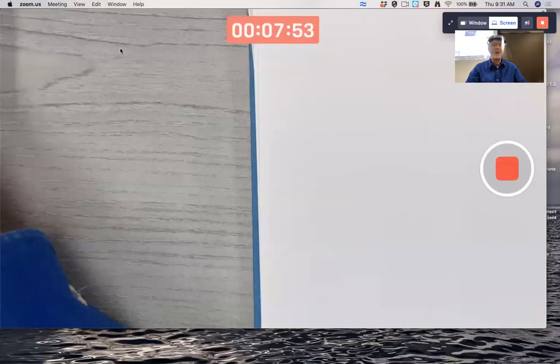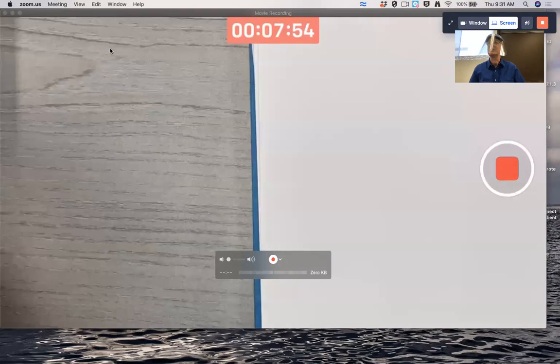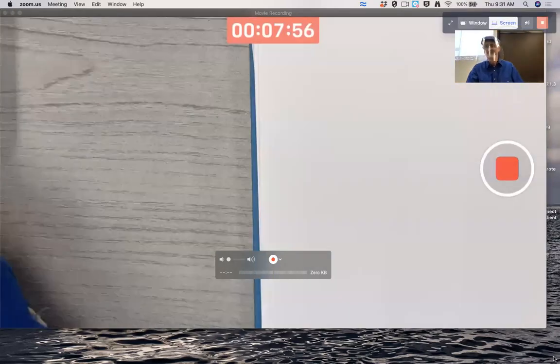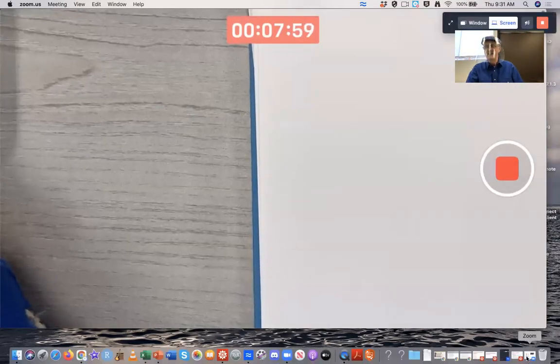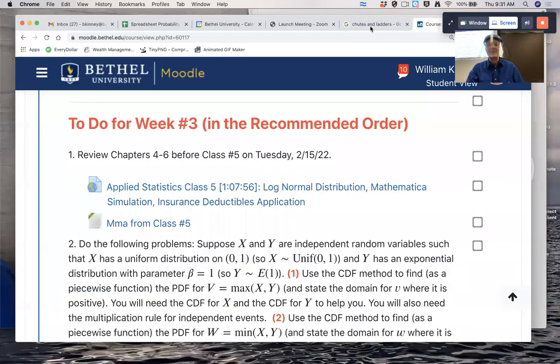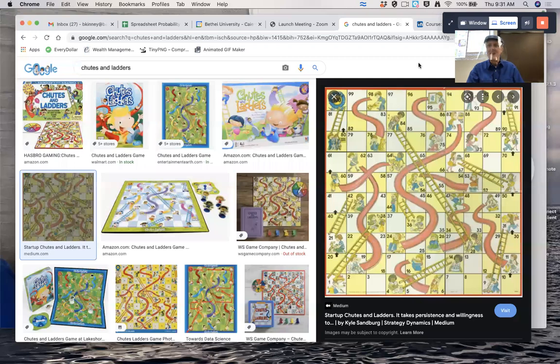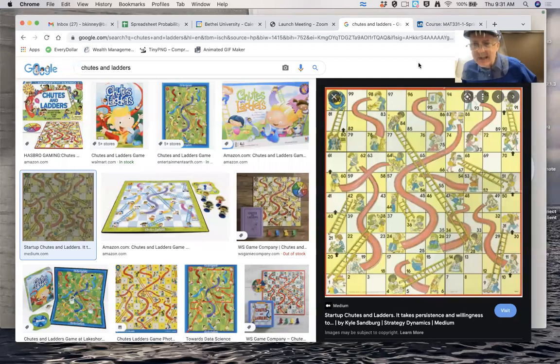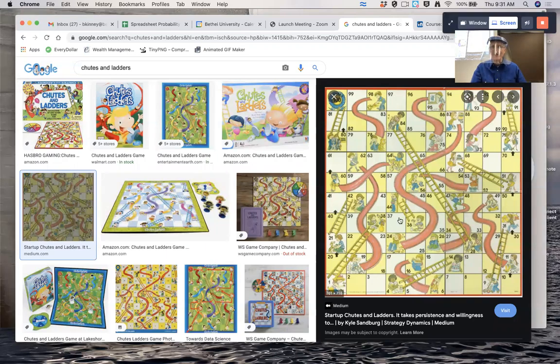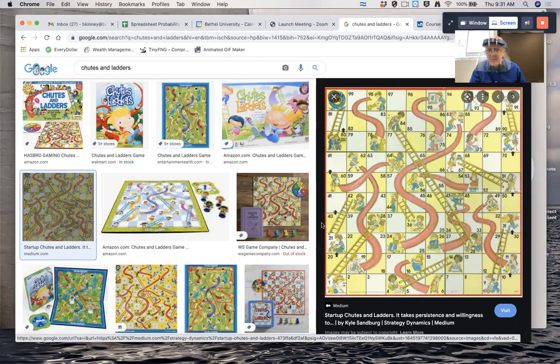All right, today, as promised, I want to start off with the Chutes and Ladders simulation that I made in Mathematica. Of course, Chutes and Ladders, the game, that's one of the first games I ever played when I was a kid. That's what the old board looked like a long time ago. It's been updated. That's kind of what I remember.